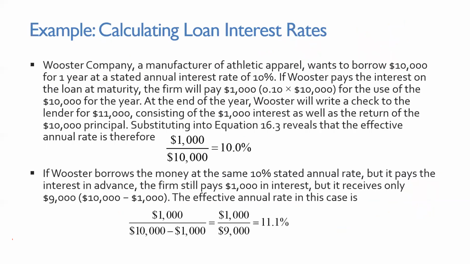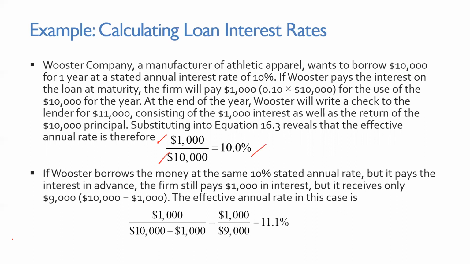So the company is a manufacturer and wants to borrow $10,000 for 1 year at a stated annual interest rate of 10%. If Wooster pays the interest of the loan at maturity, the firm will pay 1,000 plus 10,000, which is the principal. So at the end of the year, Wooster will write a check to the lender for 11,000: 10,000 for the principal, 1,000 for the interest. When you substitute it, what is the effective interest rate? It's 1,000, the interest, over the amount borrowed.